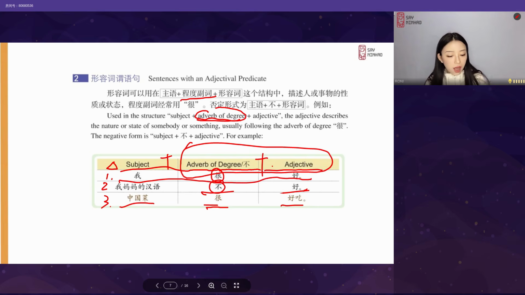我很好. I am very good. You cannot say 我好 in Chinese. That is not right. You must put an adverb of degree before the adjective 好. You can say 我很好 instead of 我好. Okay? These are the sentences with an adjectival predicate. Really easy. Just pay attention to the adverb of degree or the 不.